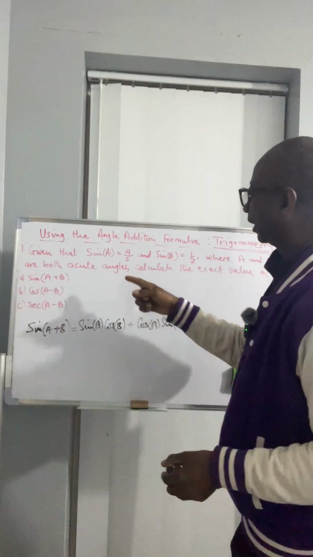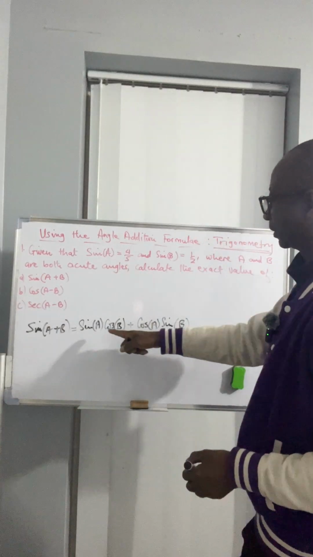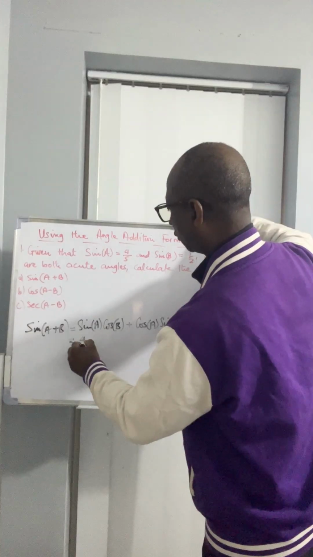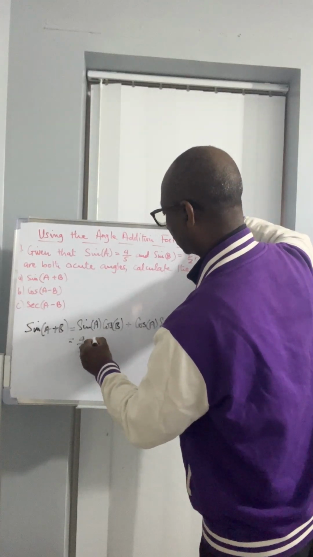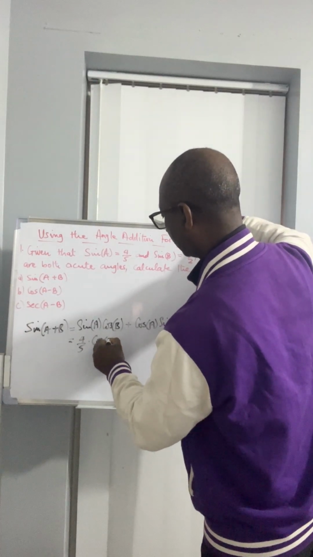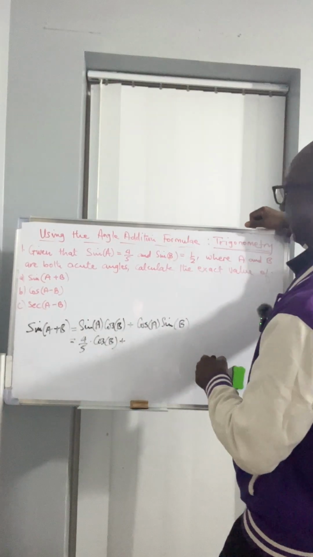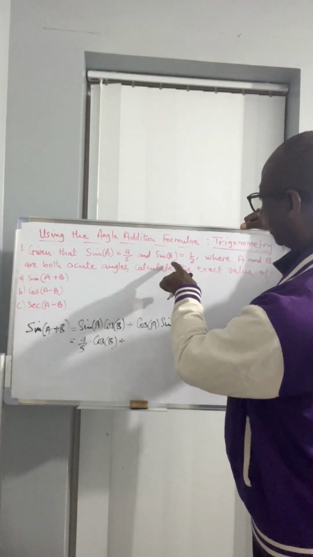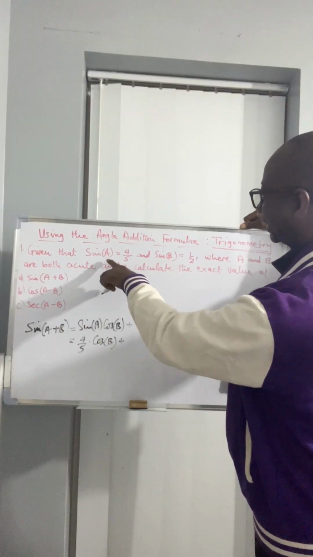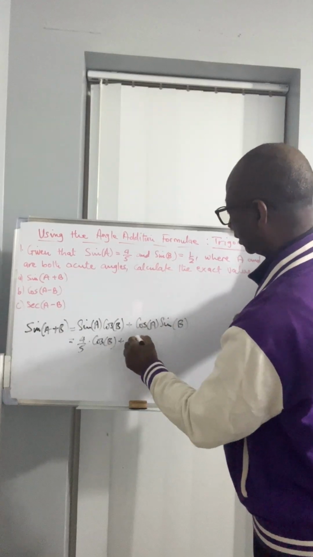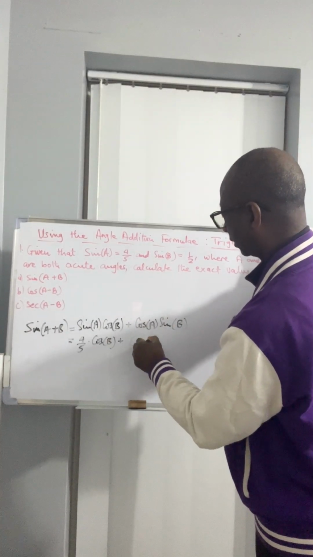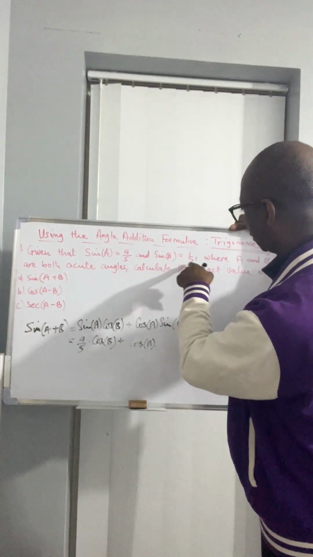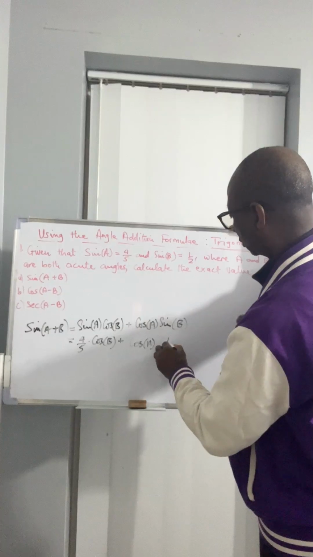Now, here we are given sine A. We know what sine A is. It's 4 over 5. So we have 4 over 5 times the cosine of B plus, we don't know cos A, but we are given sine B. So here again, you have the cosine of A multiplied by sine of B, which is 1/2, times 1/2.